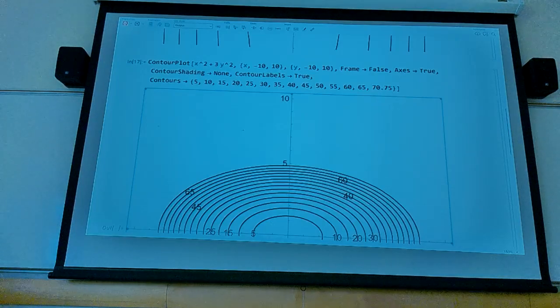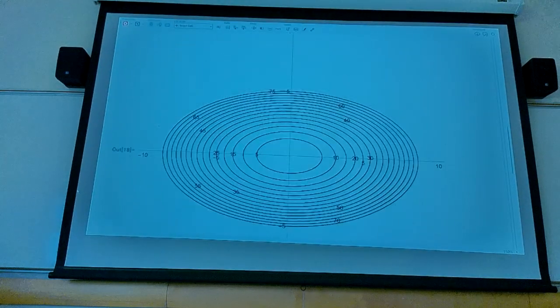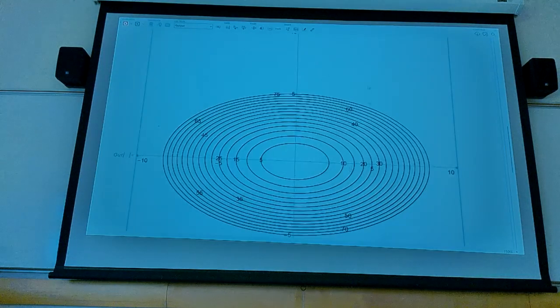Right, so in certain circumstances, you might be asked to do the contour map for certain levels. That's how you would do it using the contours command. That was 70.75. Oops. I wanted 70, 75. That's the one I wanted. There we go.